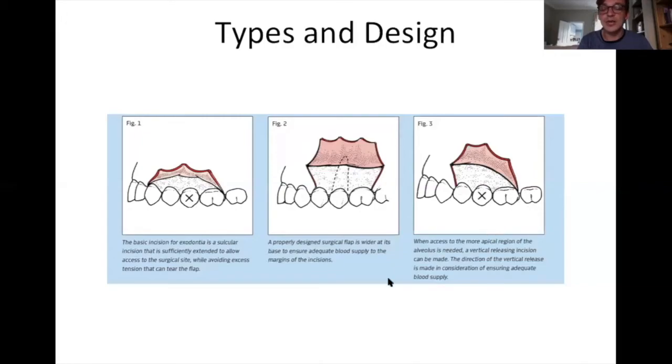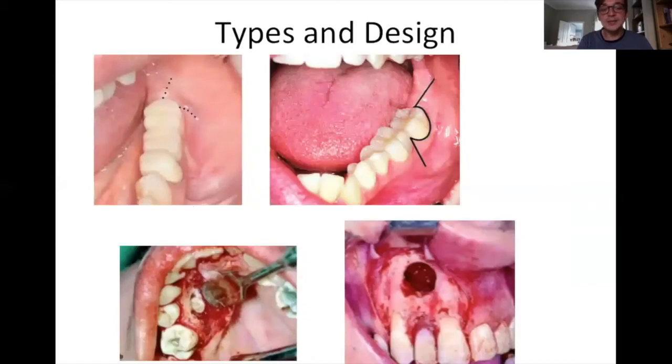So you can see, it depends on the situation, obviously. And here is one of the situations, for example, where you have a wisdom tooth in this particular area. That's how the flap will go. So it will be theoretically a three-sided flap, okay? And then you lift it up. I'll show you in the next slide.